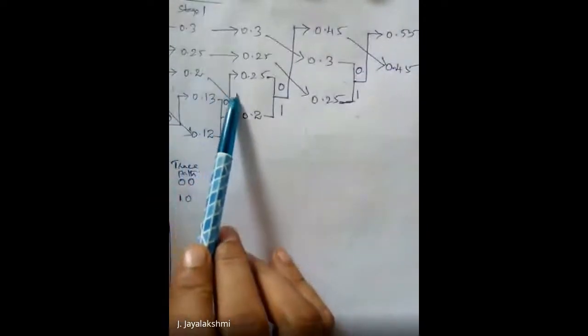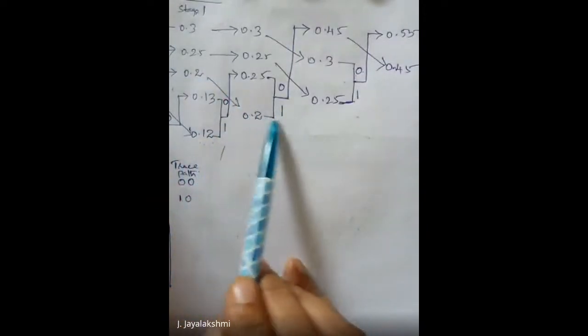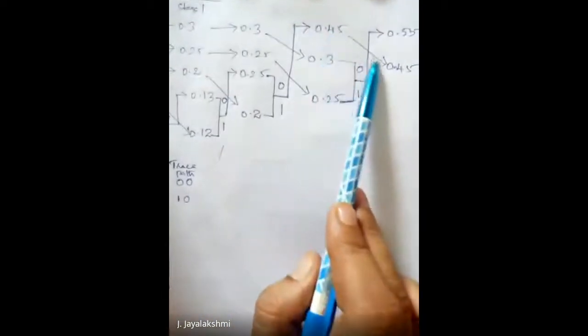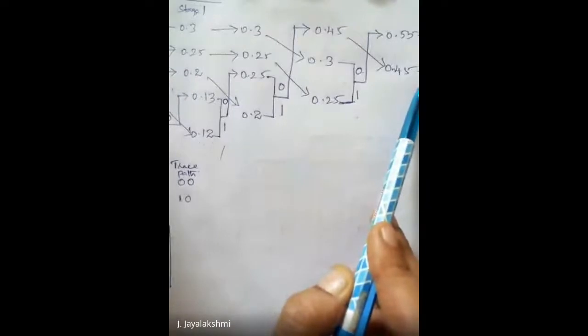Can you see? 0.2 starting here. This is the first bit assigned for 0.2. Then it results in 0.5 and it ends up with 1 over here. The last bit is 1. So the path for 0.2 is 1, 1.